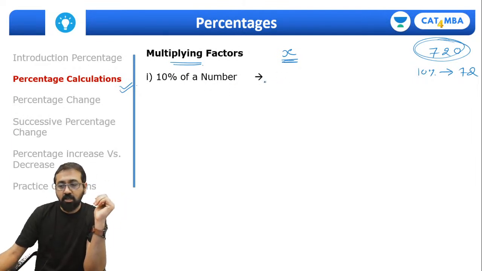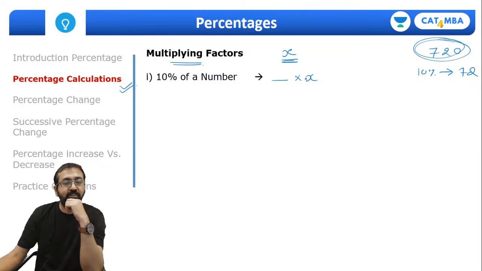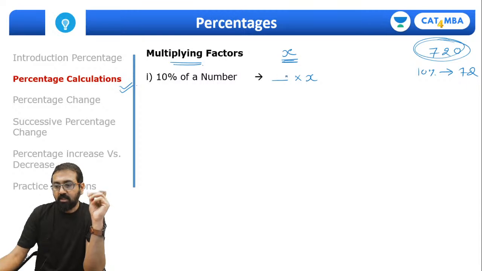So 10% of a number, by which factor shall we multiply? Can you please write in your chat box so that I understand how many of you are aware about that. By what factor should I multiply X in order to get 10% of X? By what decimal number should I multiply? Yeah, it's 0.1. So 10% of a number, the multiplying factor is 0.1, right? You will write it as 0.1x, correct?